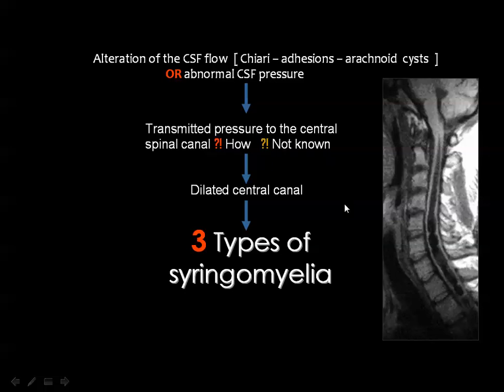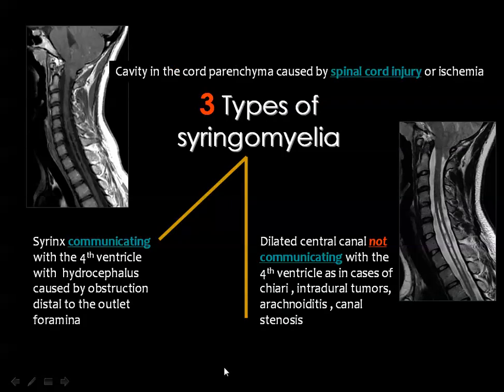It will result in dilatation of the central spinal canal, and we have three types of syringomyelia. Type number 1 is the syrinx communicating with the fourth ventricle with hydrocephalus caused by obstruction distal to the outlet foramina of the fourth ventricle. And the second type is dilated central spinal canal not communicating with the fourth ventricle, as in cases of Chiari, intradural tumors, arachnoiditis, and canal stenosis.